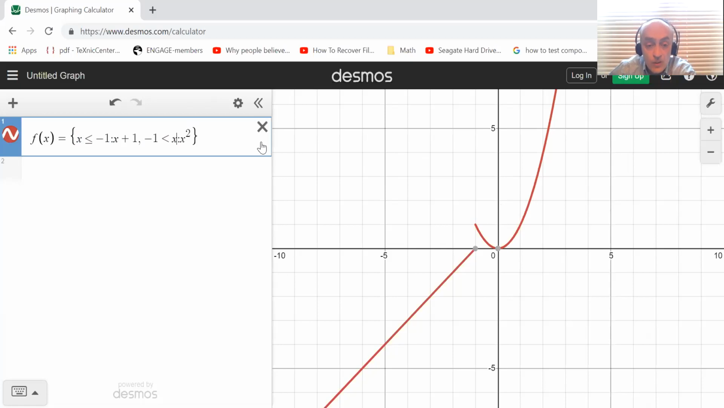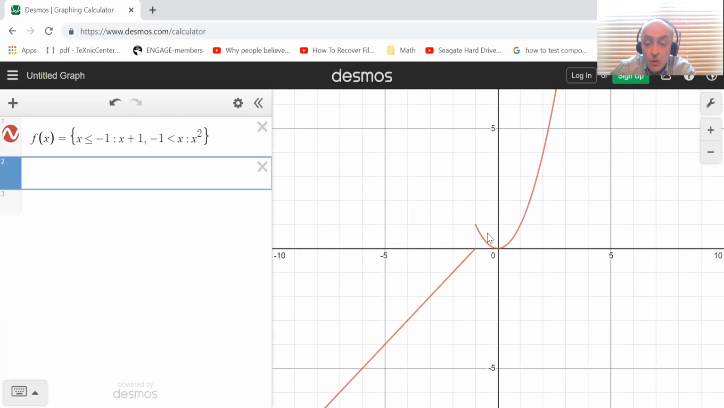Make sure that you put these. You can always add a space here if you want to make it more visible. And I'm going to do that just now so that everybody can see. It's the same thing. So that's going to give us the graph that we need.